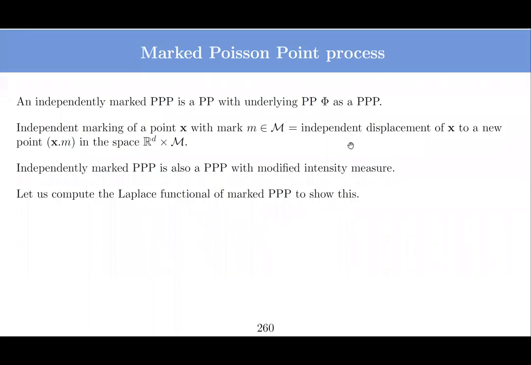We have proved that independent displacement of points results in a PPP itself. So the marked point process is nothing but an independent displacement of points. So it is also a Poisson point process, with a modified intensity measure, the Campbell-Mecke measure. To show this, we will compute the Laplace functional of the marked Poisson point process.